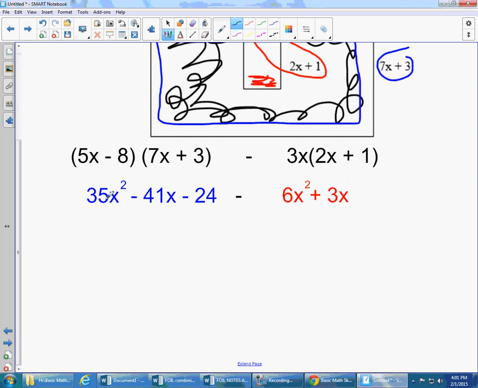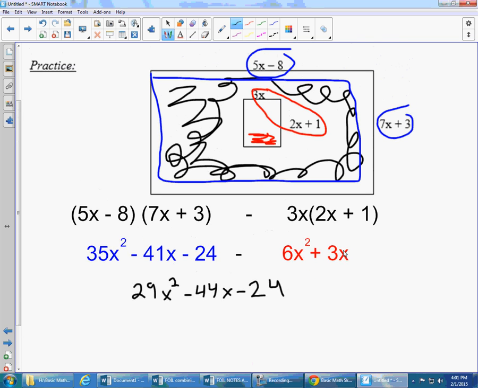So now I'm going to do 35x squared minus 6x squared. That's going to give me 29x squared. And then the negative 41x minus 3x goes to negative 44x. Remember, use a calculator if you're struggling with how I'm getting these subtraction answers, and that should be the answer to the end of this.